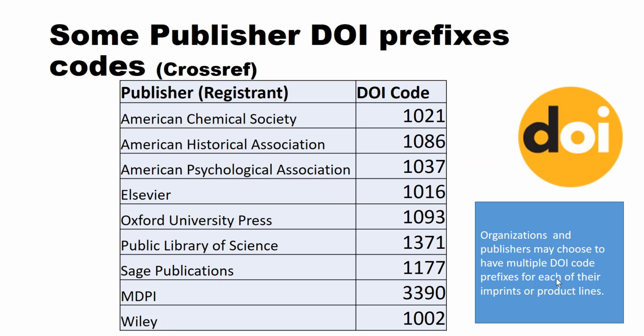Here are some publisher DOI prefix codes. The American Chemical Society has a DOI prefix code of 1021. The Sage Publications has a DOI prefix code of 1177. Organizations and publishers may choose to have multiple DOI code prefixes for each of their imprints or product lines, so they don't necessarily have just one, but they have at least one.